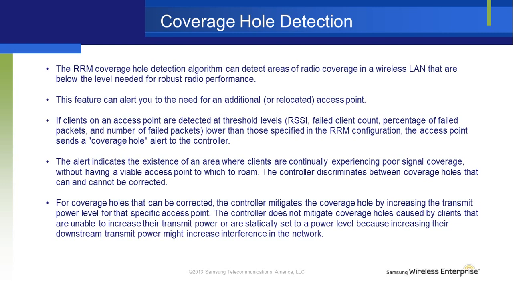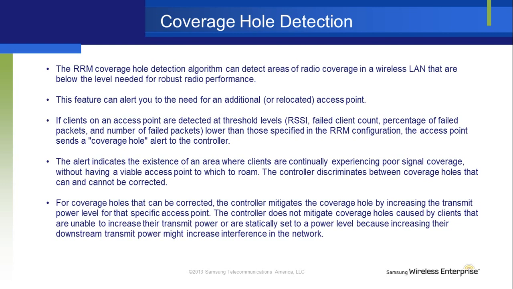So again, what we've talked about so far is the RRM neighbor messages that come to the controller and trigger transmit power control. And then there's another feature called coverage hole detection, where, using these values that the controller receives, it is able to notify you of a structural issue in the environment. Based on what I'm hearing from different clients, I think there might be a coverage issue because some of these clients are not moving over to the next access point. So our RRM coverage hole detection algorithm detects areas of radio coverage in a wireless LAN that are below the level needed for robust radio performance. That's what it means.